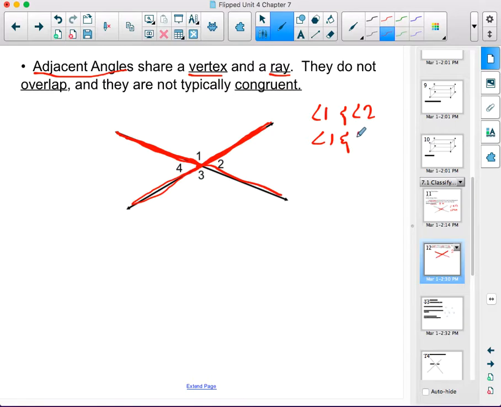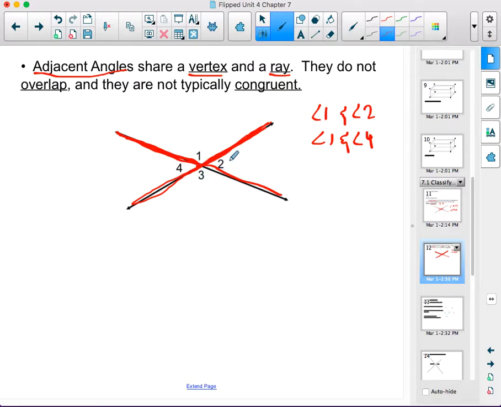Literally, that means that these angles are like next door neighbors. Think of a house. If you've ever seen a house that's attached to another house, they share a wall. That would be like adjacent angles. They share that ray, that could be their wall, and they share the vertex point.